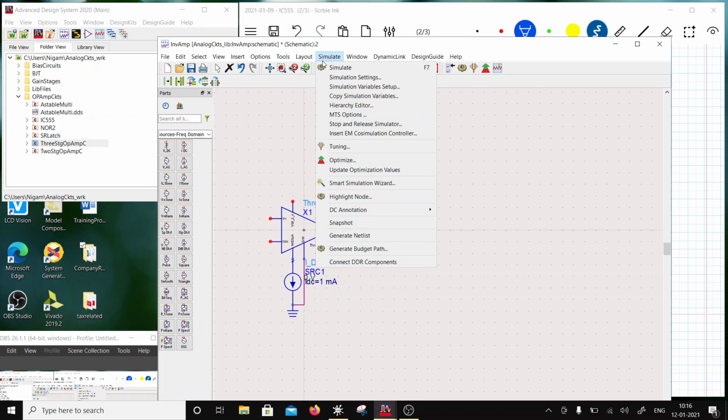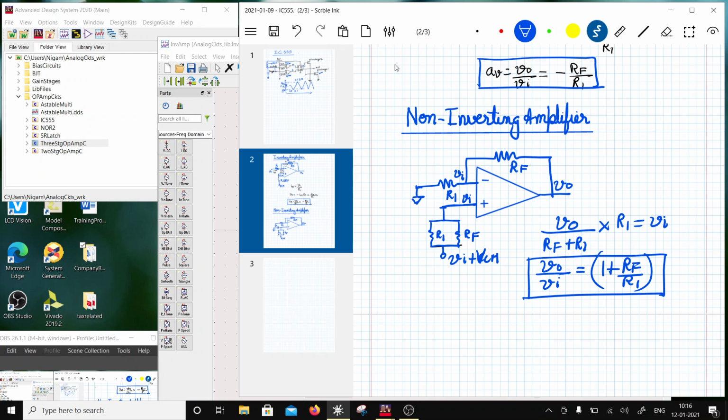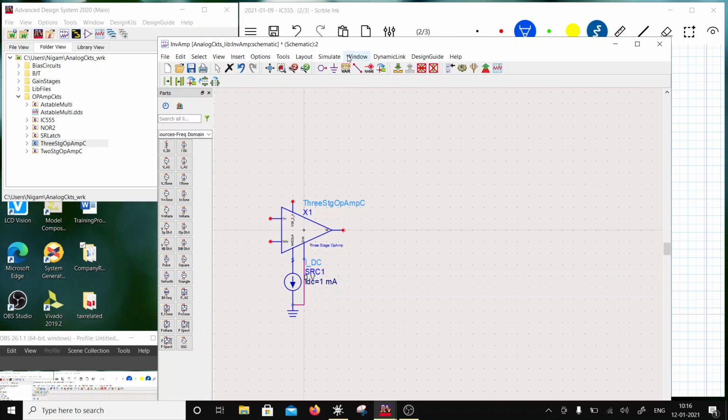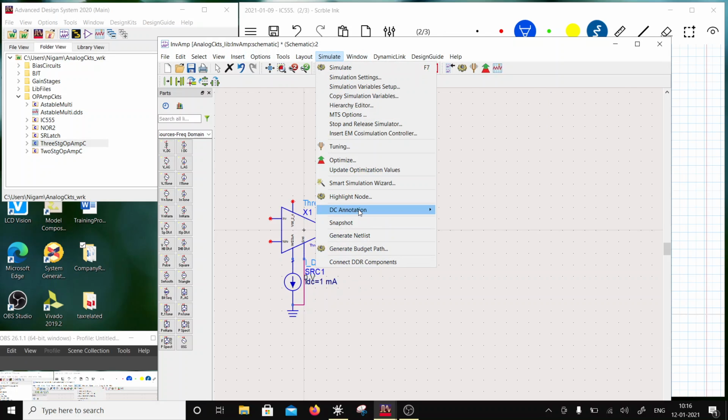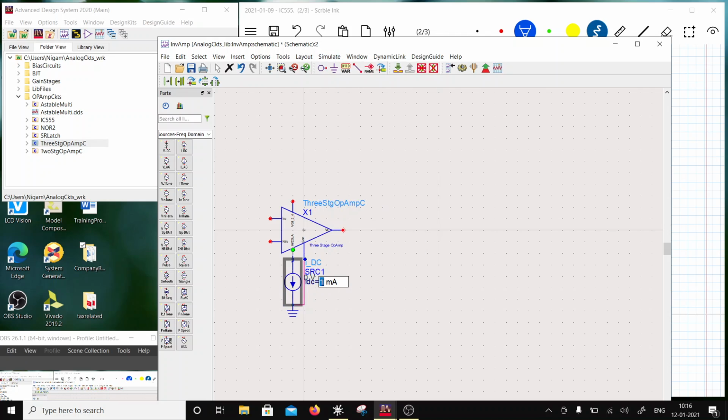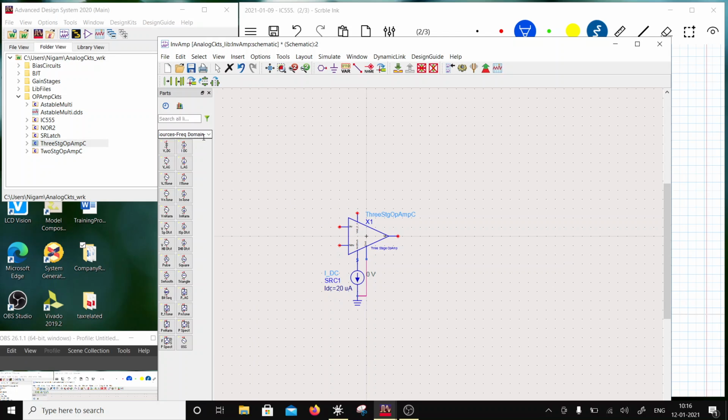Is there an annotate DC on? Hang on. Simulate. Nothing is on. Why does it show 0 volts? Anyway, this is going to be 20 microamperes, and if I want, I can move this to the side. Okay, so this is clear. Now I'm going to have a VDD which is going to be 2.4 volts.